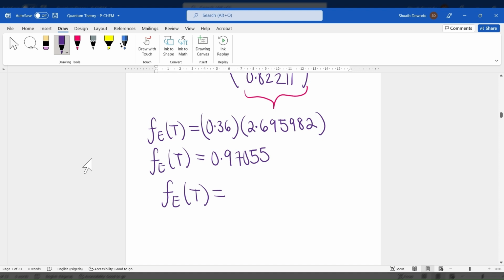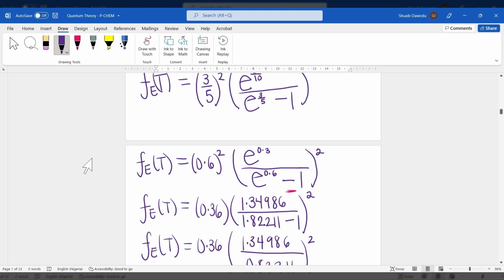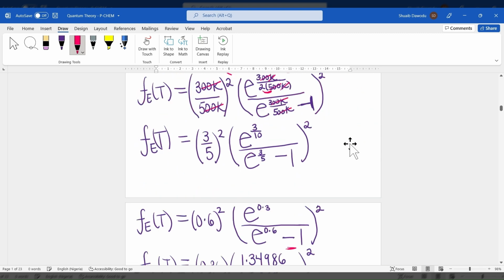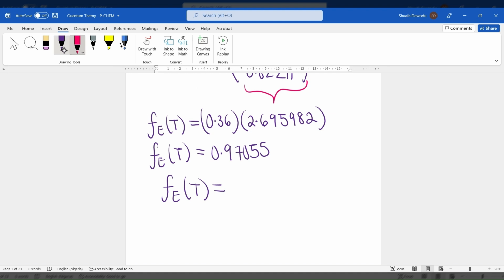As chemists, we don't like leaving our work in a messy form. We want to put it in the proper number of sig figs. So we go back to our question and see the lowest number of significant figures. We see here that we're given two values. We're given the temperature, 500 Kelvin, which is three significant figures, and we're given the Einstein temperature, 300 Kelvin, which is also three significant figures. So we're going to round, and we end up with our answer to be approximately 0.971 in three significant figures.